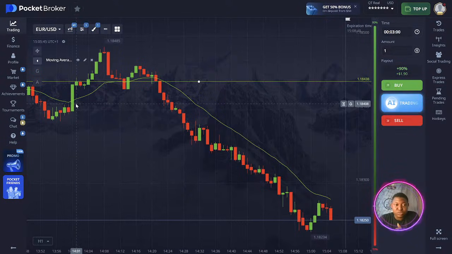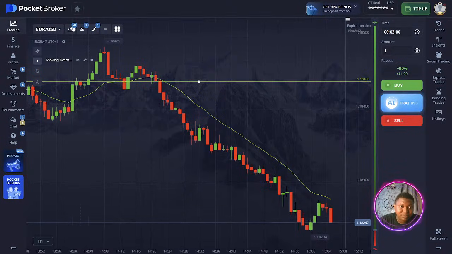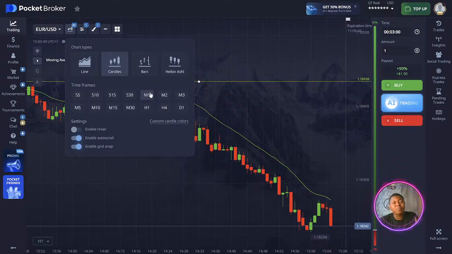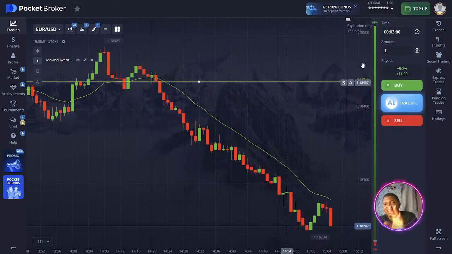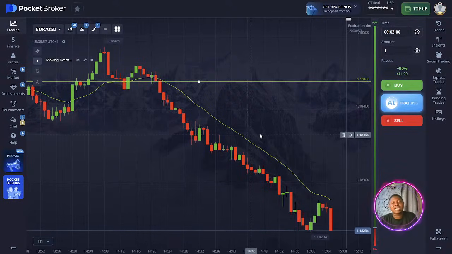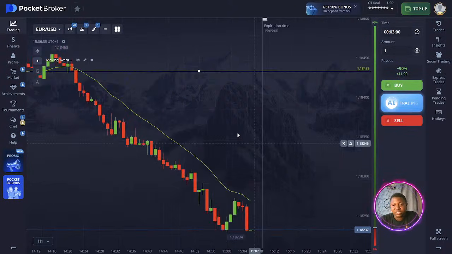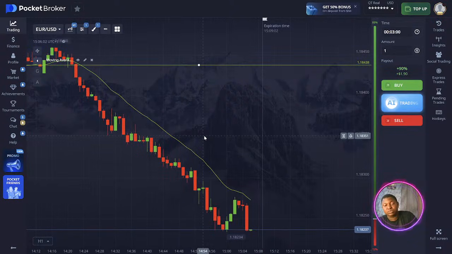The time frame I'm using for this chart is just 1 minute. You can already see it here, it's a 1 minute chart. Then the expiration time of your trade can be either 1 minute or 3 minutes. That's how to trade here. So as we are talking, we are waiting for the market to do what we want it to do.